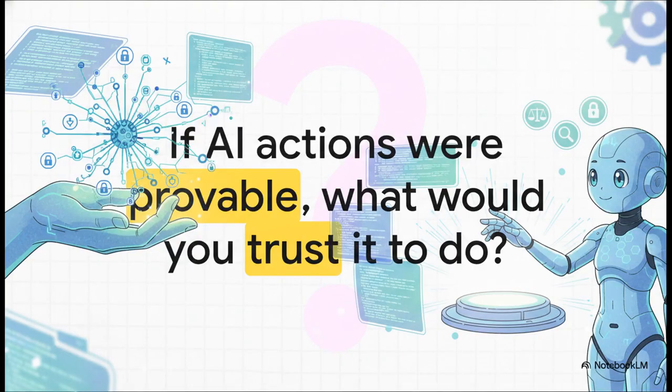So, I'll just leave you with this to think about. If you had an AI where every single action was perfectly provable, completely auditable, and always under your control, what's the first truly meaningful task you would trust it to do? The possibilities are pretty fascinating to consider.